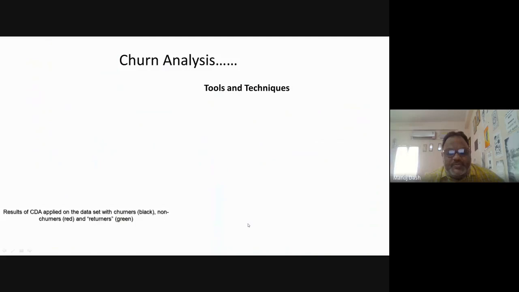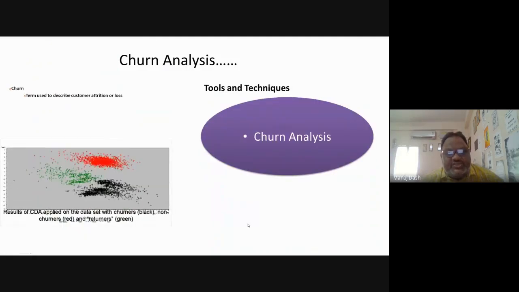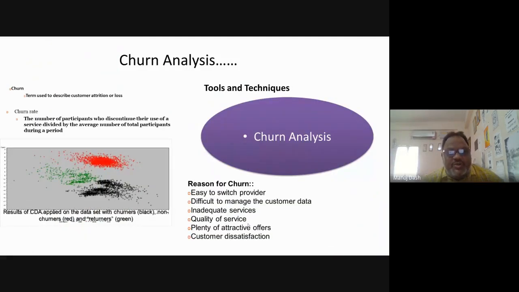This is called churn analysis. Anybody, what is churn? Churn means how many customers are going to be lost in the next 1 year, next 3 months, or next 1 month. So if you're interested in understanding the losing of your customers, that can be solved with the help of churn analysis.